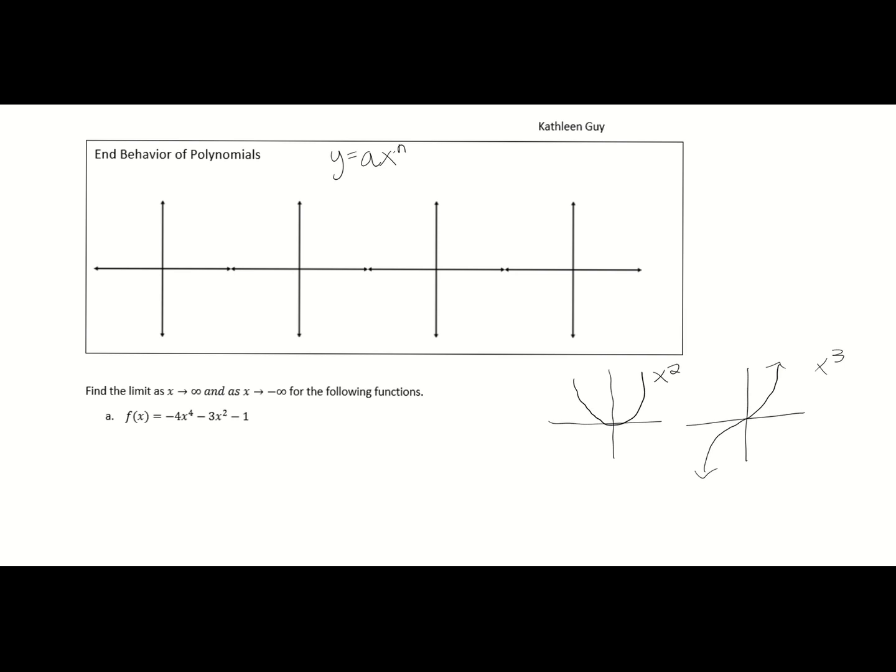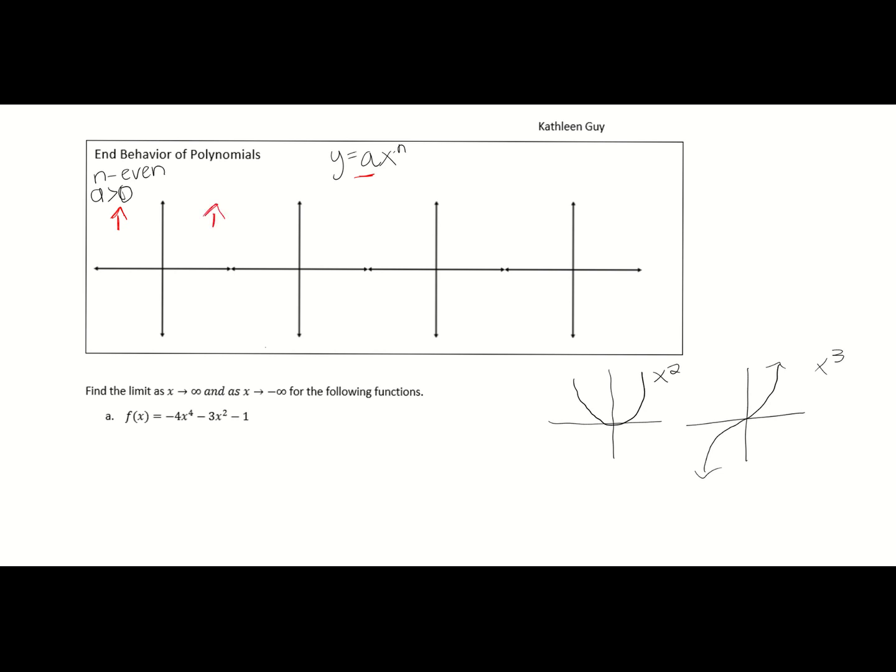Because you have four options, the reason for that is that you have two options for the power: either your power will be even or your power will be odd. The other two options come from the leading coefficient, which is the a. Either the a can be positive or the a can be negative. So your first option is that n is even and a is positive. Think about x squared. The end behavior of x squared is that it starts off at the top and ends also at the top.